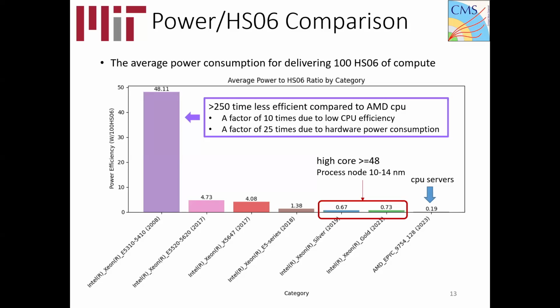A factor of 10 comes from the low CPU usage for the low core machines, but there is more than a 20 times difference that comes from actual power consumption of the hardware. You can also see that even for hardware that is 7, 8 years old, the difference to the newest one is also more than an order of magnitude.